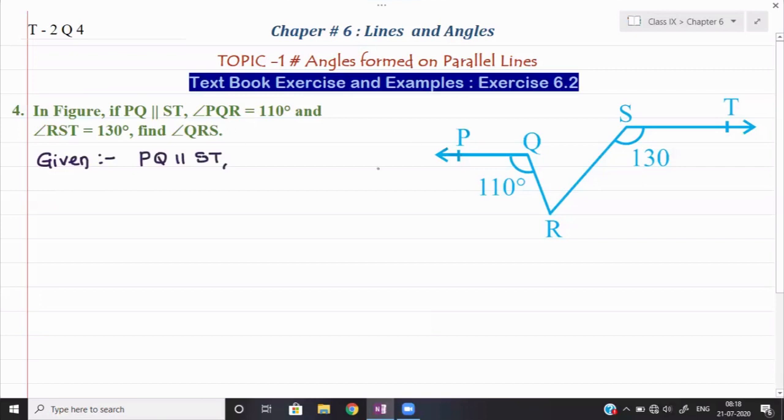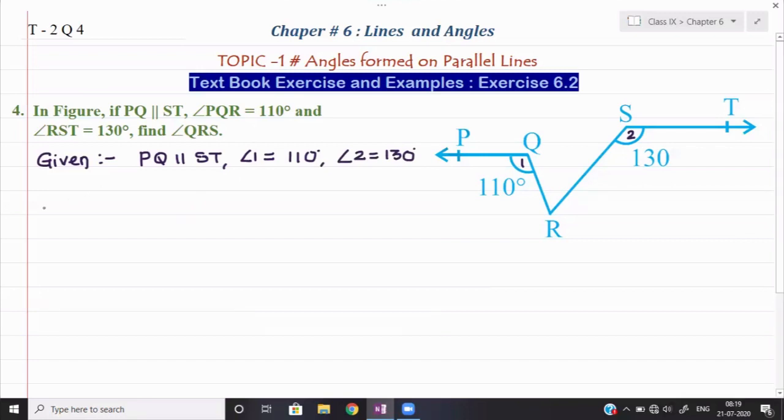Second, we are given the value of angle PQR. For my convenience I will suppose this is angle number 1, and this angle RST I will suppose as angle number 2. So I can say that angle 1 is given as 110 degrees, and angle 2 is equal to 130 degrees. So these two things are given, and PQ and ST are parallel.